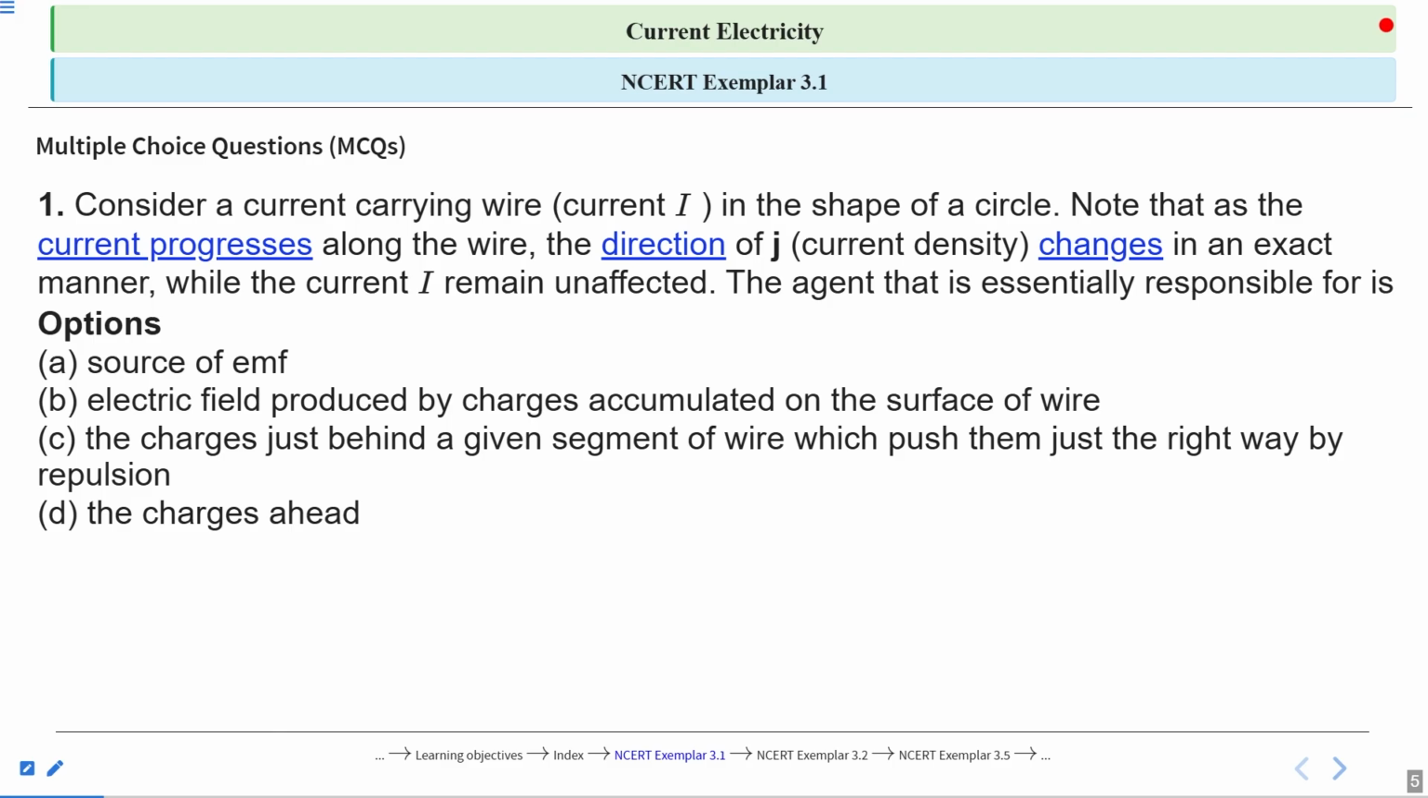Consider a current carrying conductor I in the shape of a circle. Note that as the current progresses along the wire, the direction of J changes. J is current density here, in an exact manner, while the current I remains unaffected. The agent that is essentially responsible for this: the options are source of EMF, electric field produced by charges accumulated on the surface of wire, the charges just behind a given segment of wire which push them just the right way, and by repulsion, the charges ahead. Okay, so I will give you some time to think about it.